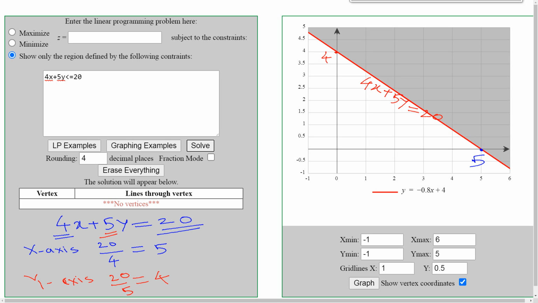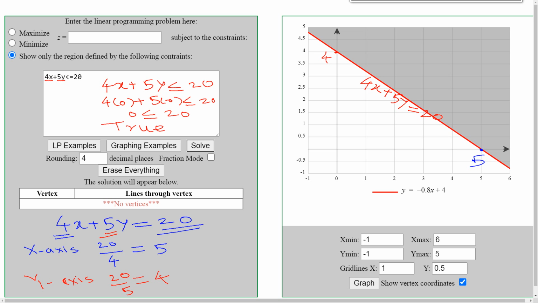Now we have to determine feasible region for this inequality. Which inequality? 4x plus 5y is less equal to 20. What is the trick? Trick is to substitute value of x and y as 0, that is origin, and check whether it is true or false. If it is true, shade the origin side. If it is false, shade the non-origin side. So let me substitute the value 4 into 0 plus 5 into 0, that is less equal to 20. So 0 is less equal to 20, which is true.